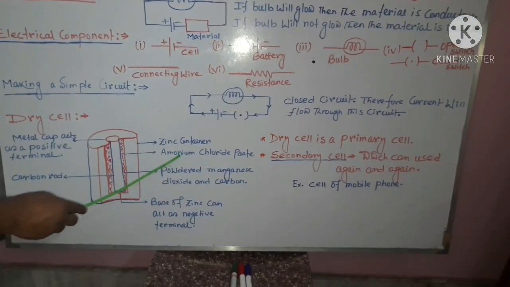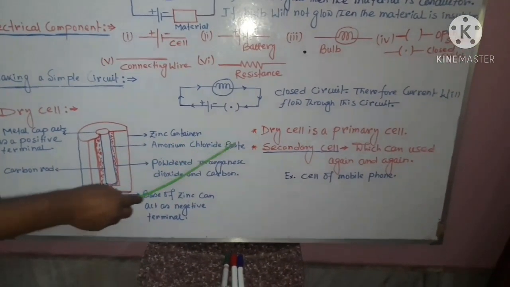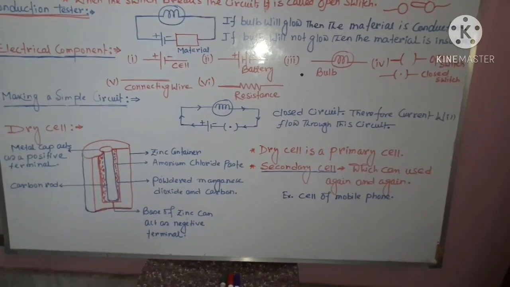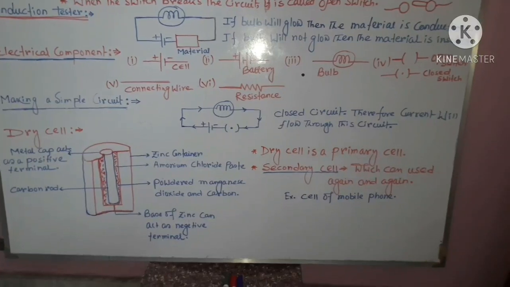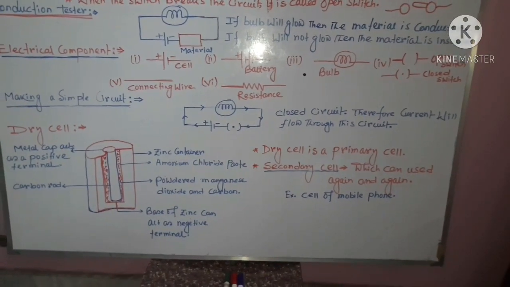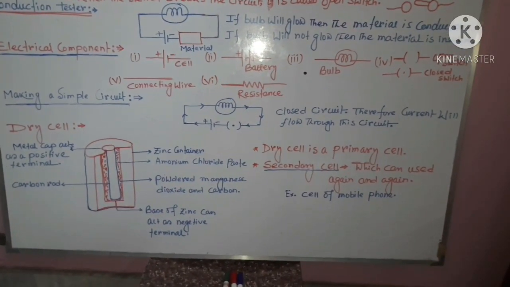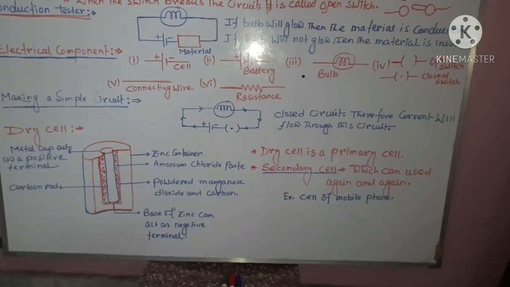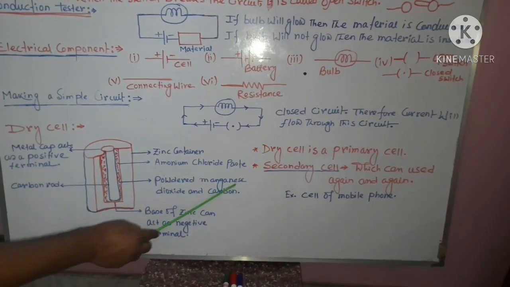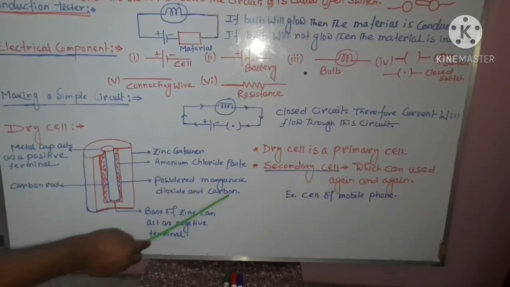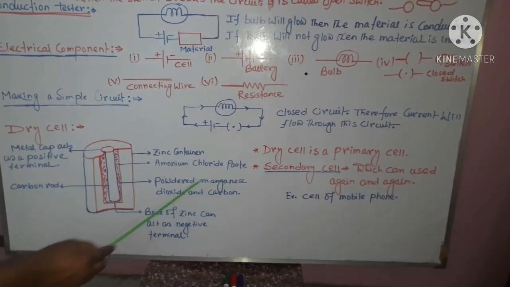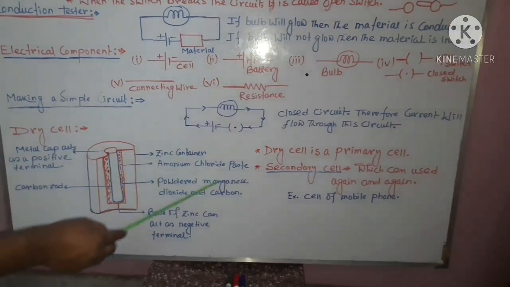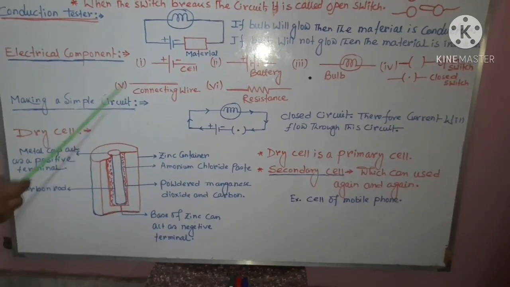Inside the zinc container, there is an ammonium chloride paste. Within this ammonium chloride paste, there is a cardboard container with narrow holes, within which there is powdered manganese dioxide and carbon. So these are the different components of an electric dry cell.